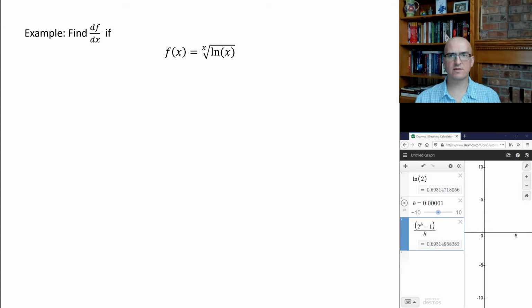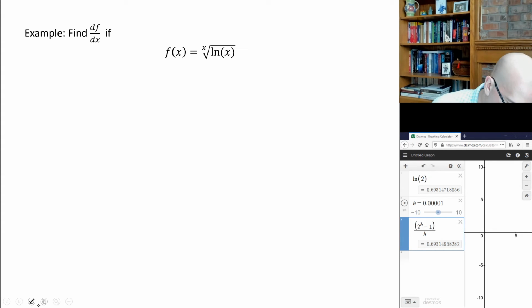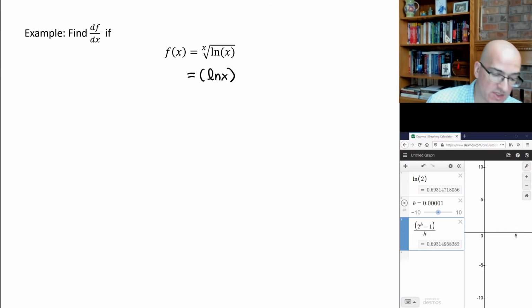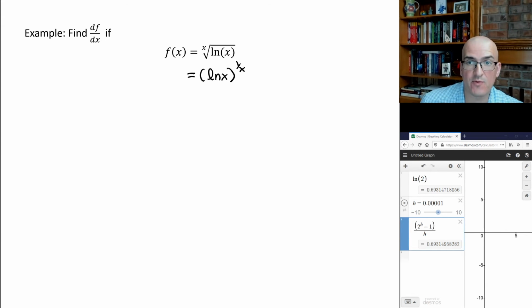And then the last horrifying looking question. The xth root of the ln of x. What are we supposed to do? Well, the first thing I'm going to do is rewrite it as a power. Square root means power 1/2. Cube root means power 1/3. Xth root means power 1 over x. I haven't seen that before.